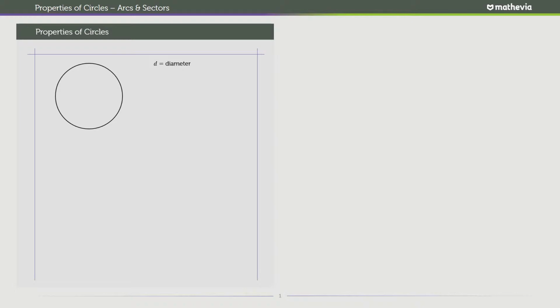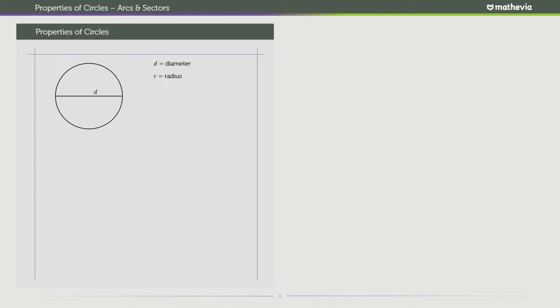Diameter. I believe at this point you should be very familiar with diameter. Basically, it's a line that divides a circle into two equal parts, a line that cuts through the center of the circle, from one point on the circumference to the other end of the circumference. It divides the circle into two semicircles. So that's the diameter. Now, what about the next one?